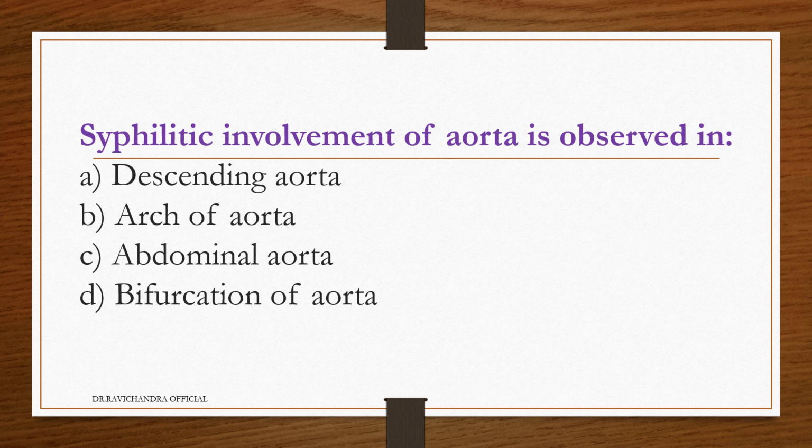Syphilitic aortitis typically affects the ascending aorta, which is the portion of the aorta that arises from the left ventricle and extends into the aortic arch. The inflammation caused by syphilis can lead to damage to the aortic wall, resulting in aneurysmal formation or aortic regurgitation. While the descending aorta can also be involved, the ascending aorta is the most commonly affected region. The other options are less commonly involved in syphilitic aortitis.